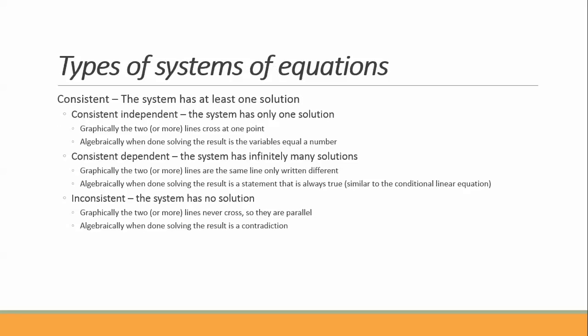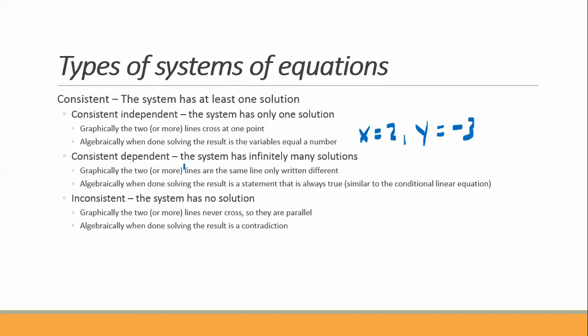There's three different types of systems of equations. There's consistent independent. That means the system only has one solution. That means when you graph the solution, the two or more lines cross at one point. And algebraically, when you're done solving, you get a variable equal to a number. So like x equals 2, and then you solve and get y equals -3. That would be a one solution equation.